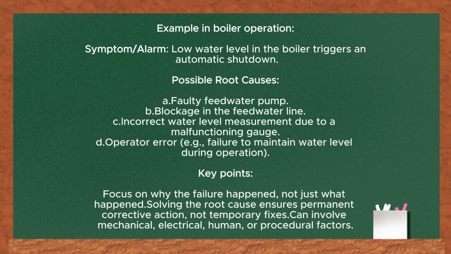D. Operator error or failure to maintain water level during operation. Operator error such as failing to maintain the correct water level can allow the boiler to run dry and trigger safety shutdowns. Key points. Focus on why the failure happened, not just what happened. Solving the root cause ensures permanent corrective action, not temporary fixes. Can involve mechanical, electrical, human, or procedural factors.